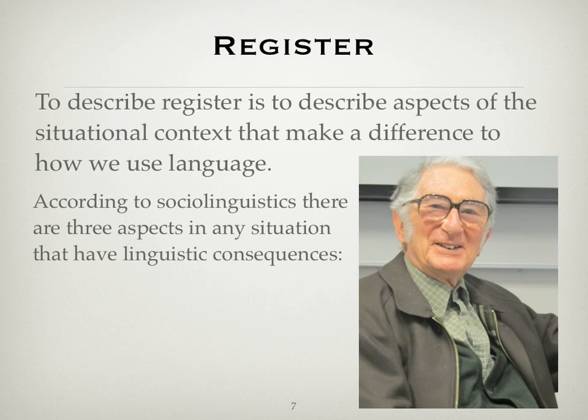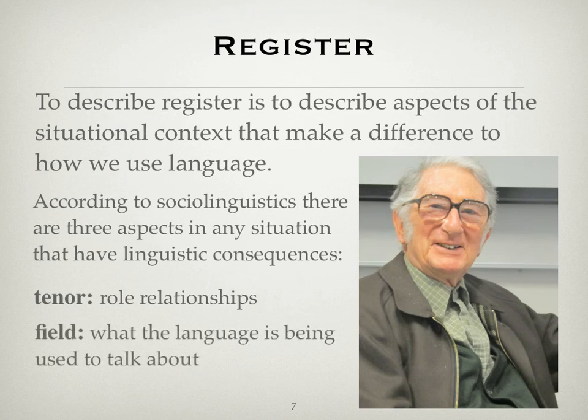And these are tenor, the role relationships between text users and producers; field, what the language is being used to talk about; mode, the role of language. Well, that's it, those three. So let's take each one in turn.